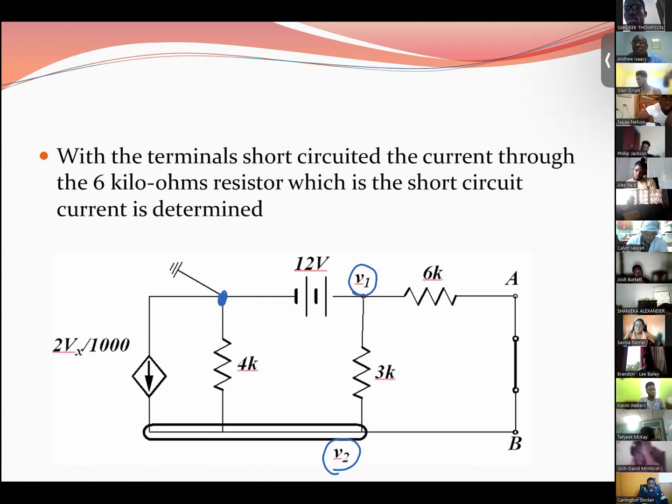So the fact that I put the reference up top gives me a simple solution for node 1. So what would V1 be equal to? Minus 12 volts. Why is it minus 12, Mr. Hawkins? Because leaving V1, there would be a voltage drop if it's entered.